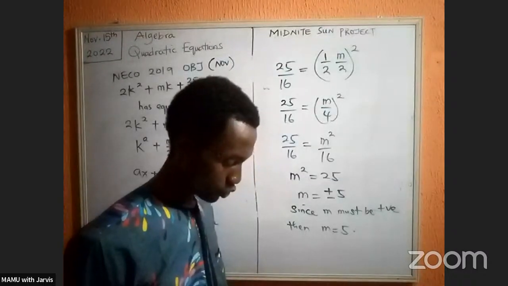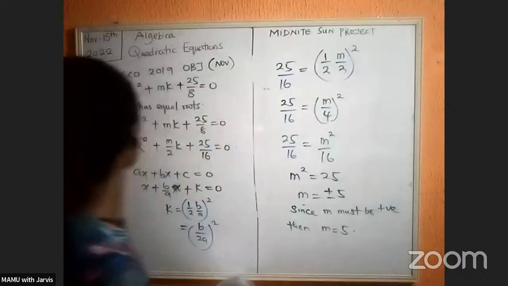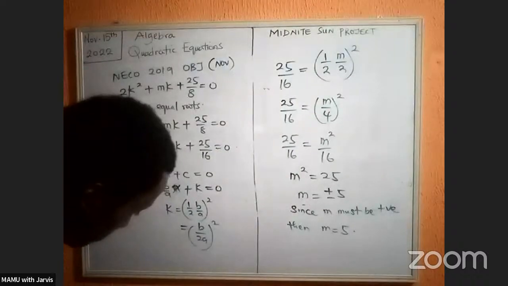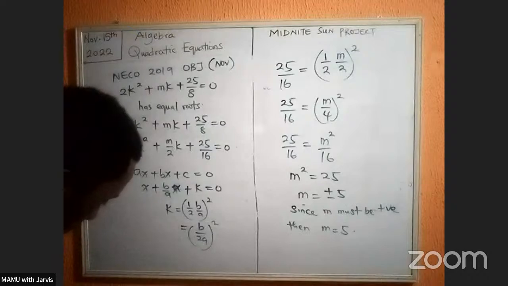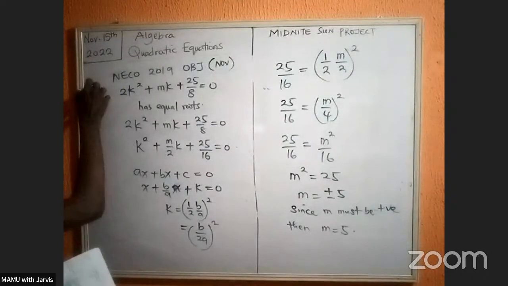M will be equal to what? 5, and that is option C. That's the answer for that question. That should be question 29, 27, 26, 25. That will be question number 25.